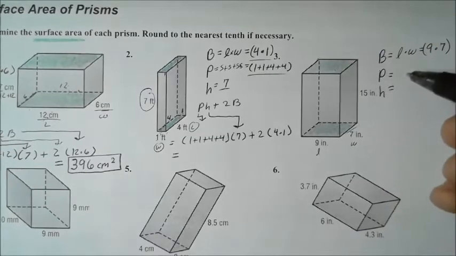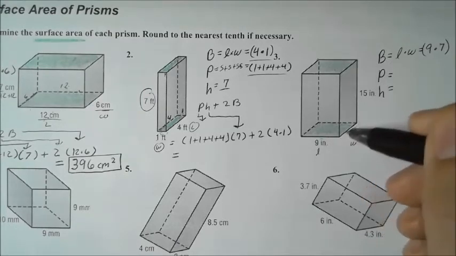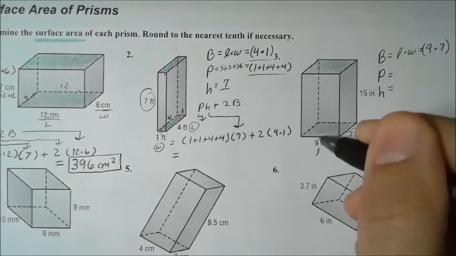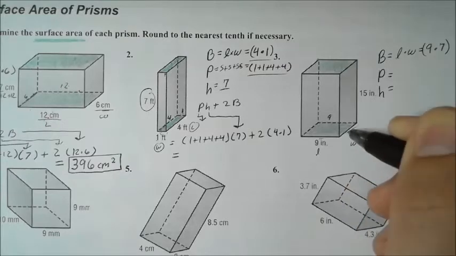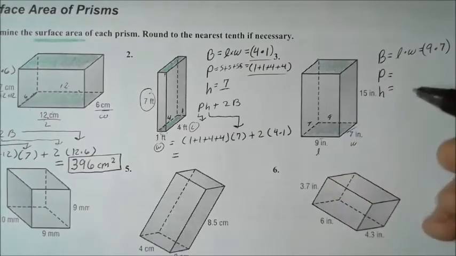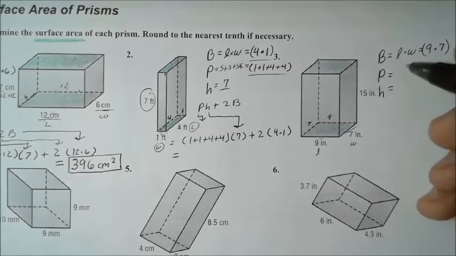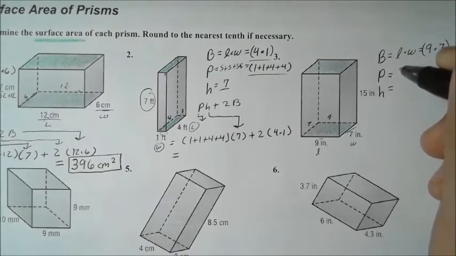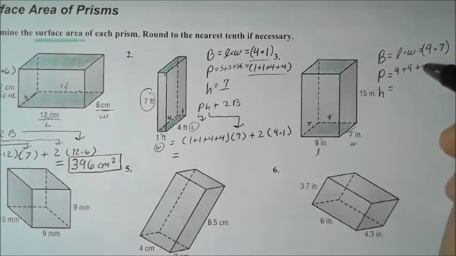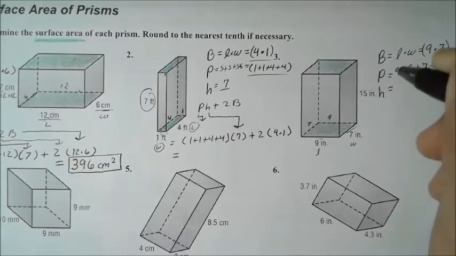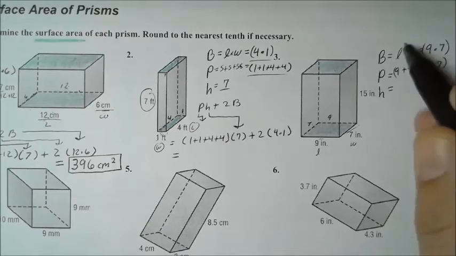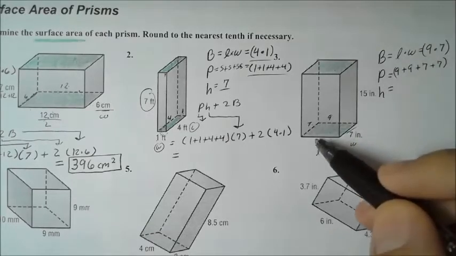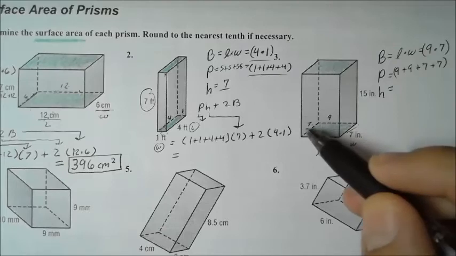Alright, so now I need to find P. Remember, P is the perimeter, so it's all 4 sides added together. Well, if this side's 9, this side over here has got to be 9. And if this is 7, this side over here has got to be 7. So let's go ahead and add that up. Then we have 9 plus 9 plus 7 plus 7. And I'll put that in parentheses. And that's going to be my perimeter. 9 plus 9 plus 7 plus 7.